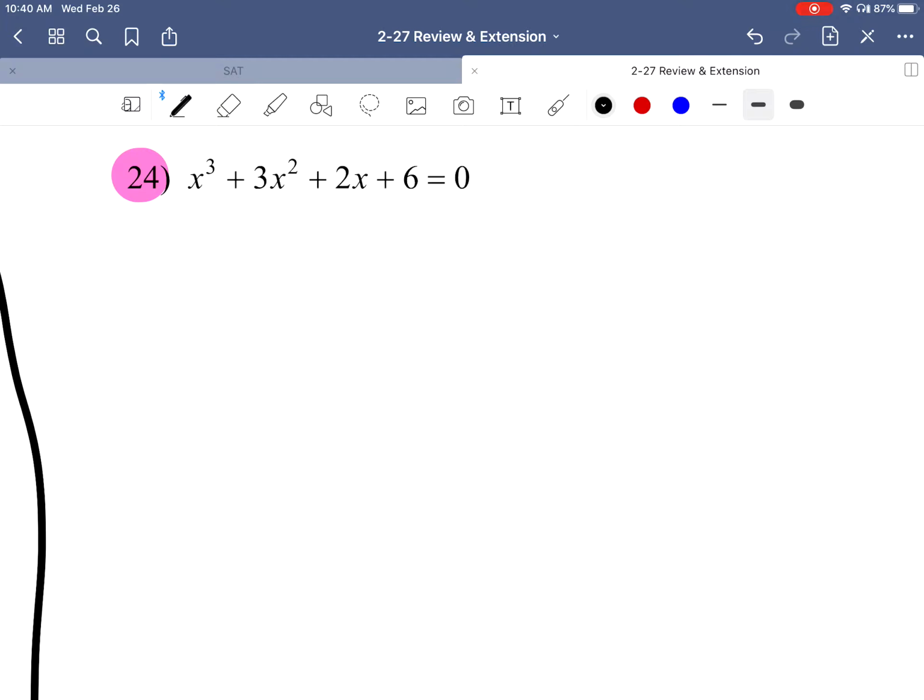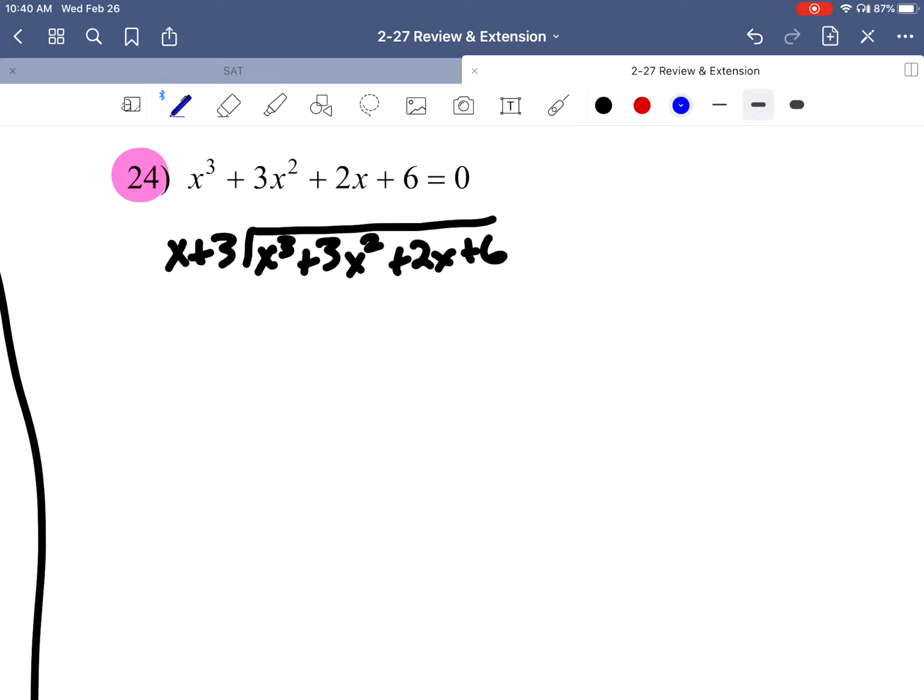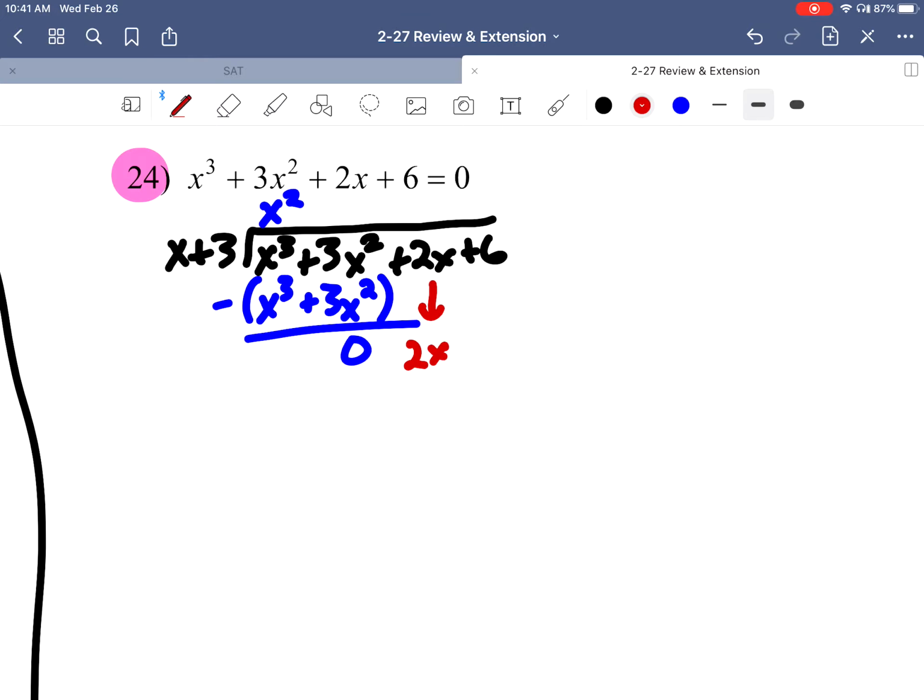So if one of the zeros is -3, the root's -3, then we know that x plus 3 must divide evenly into this equation. So let's do that now. We have x times x squared is x cubed. x squared times 3 is 3x squared. Oh, good. We have a situation where we get a 0 plus 2x. And I can also bring down the plus 6 here.